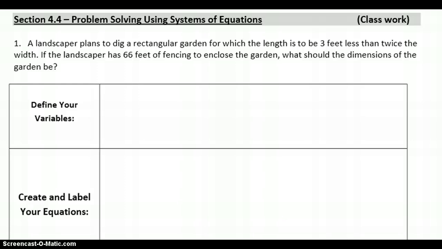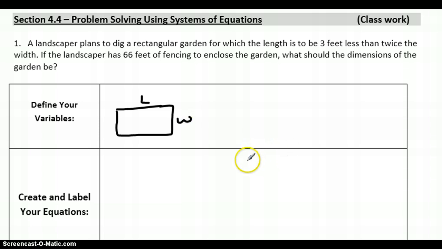A landscaper plans to dig up a rectangular garden for which the length is to be 3 feet less than twice the width. If the landscaper has 66 feet of fencing, what should the dimensions be? Okay, so the first thing I'm going to do is, I'm talking about a rectangular garden, so I'm just going to go ahead and draw a quick sketch right here of my rectangular garden. And I know I'm working with rectangles, so I'm going to label these length and width.